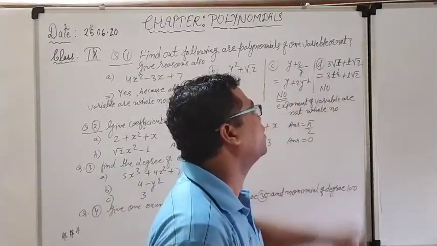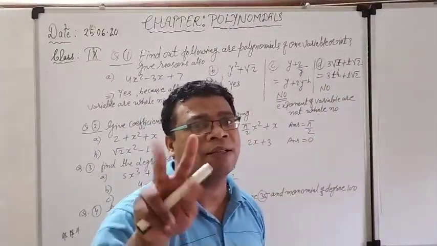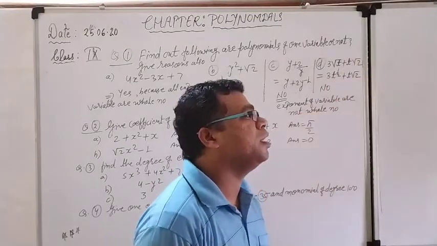Right now see the next question, 3 root 2 plus t root 2. Again there are two terms. In the second term no problem is there because the power of the variable t is 1.